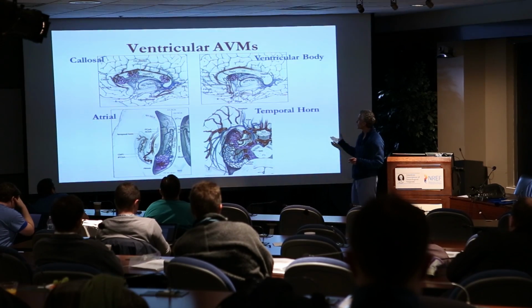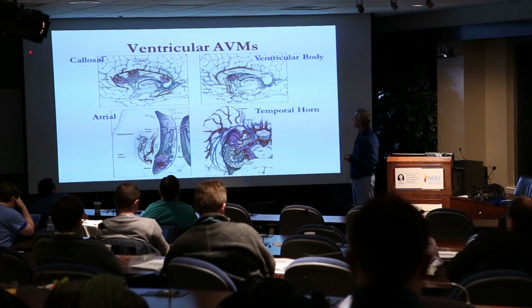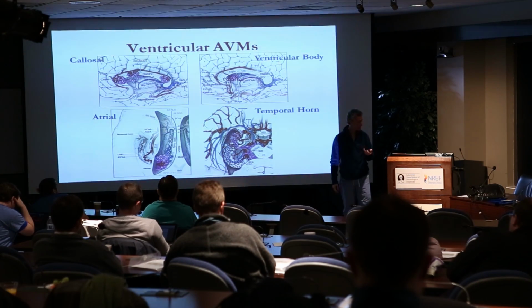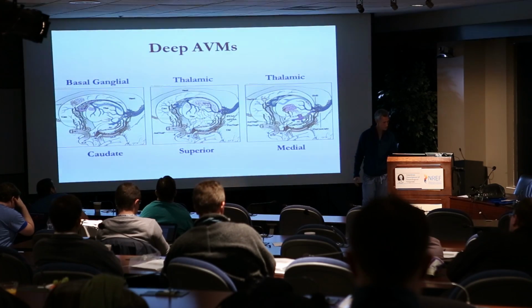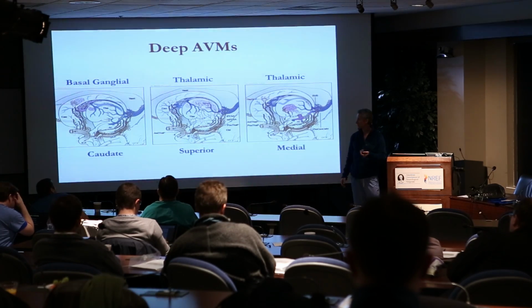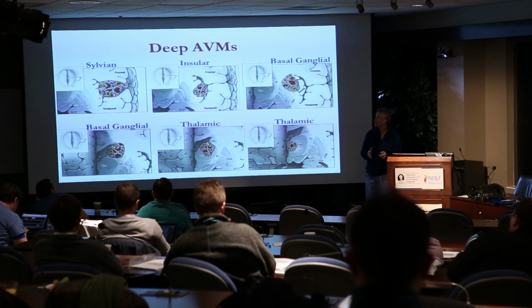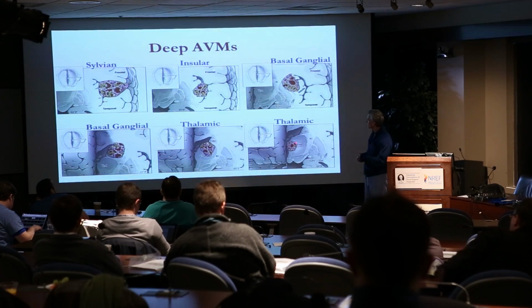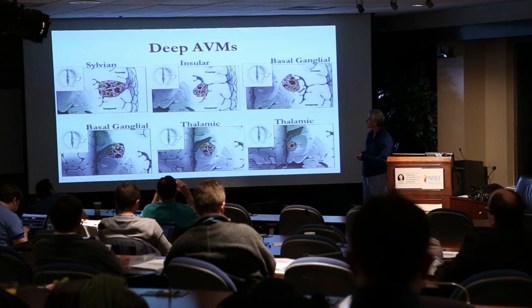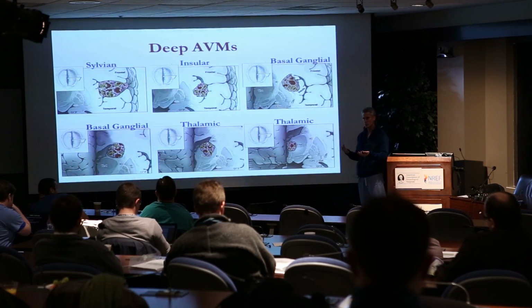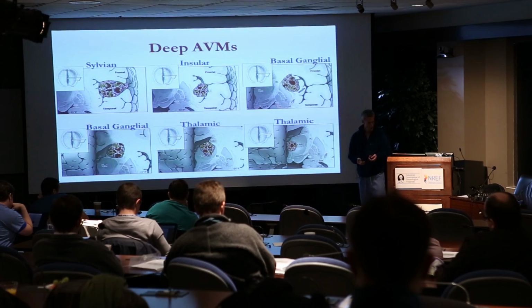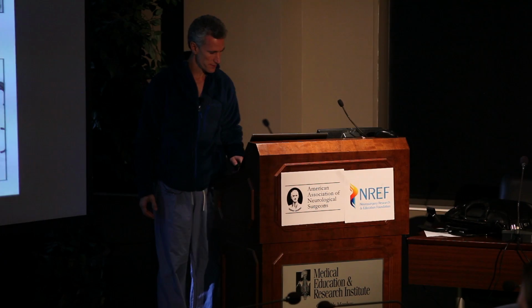Going deeper, the ventricular AVMs break down into the callosal ones, those actually in the different parts of the ventricular system, be it the body, the atrium, or the temporal horn. Now, as we go to the deep AVMs, they can be in either the basal ganglia or thalamus. And looking at it a little differently, in cross-section, you see the basal ganglia and thalamic AVMs, but there's also these insular AVMs and these pure sylvian AVMs. So these are these deep regions, and you get these 6 different variations there.